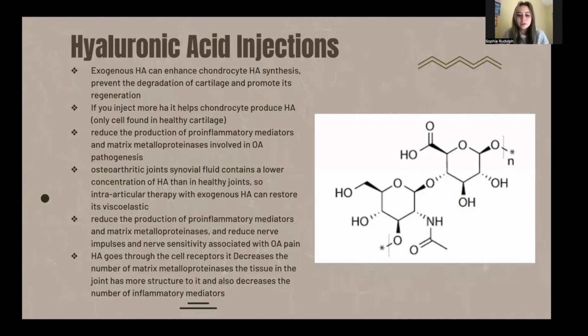It reduces the production of pro-inflammatory mediators and the matrix metalloproteinases and reduces nerve impulses and nerve sensitivity associated with OA pain. And HA goes through the cell receptors. It decreases the number of matrix metalloproteinases. The tissue in the joint has more structure to it, and it also decreases the number of inflammatory mediators.